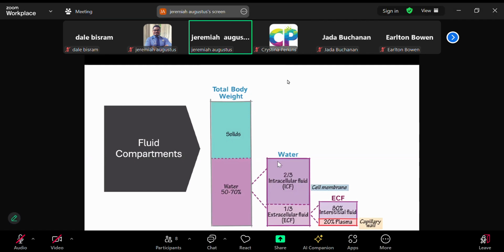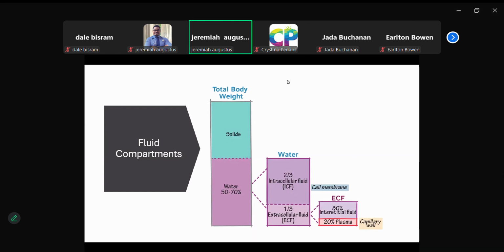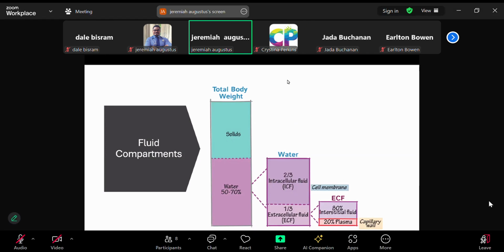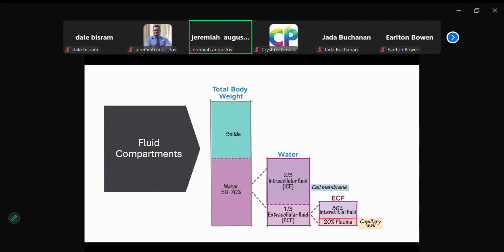For example, we know that the total body mass is made up of 60% water. Of that 60% water, about 2/3 is the intracellular space, and about 1/3 is in the extracellular space. From that third in the extracellular space, 80% is interstitial fluid and 20% is plasma. Think of the 20% plasma as everything outside of the tissue wall, and the interstitial space as all the fluid that is in the tissue.